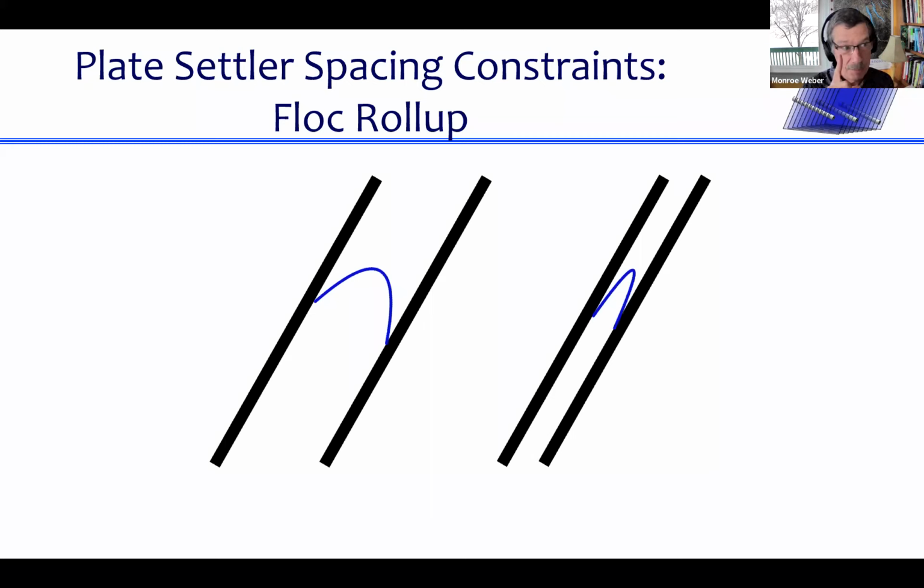The velocity on the plate is, anybody remember? What's the velocity right on the plate? Yeah, good, it's 0, it's a solid 0. But if you're just a little bit away from the plate, what happens with these two different systems? Or more to the point, what's the velocity at the center of the floc in both of these cases?